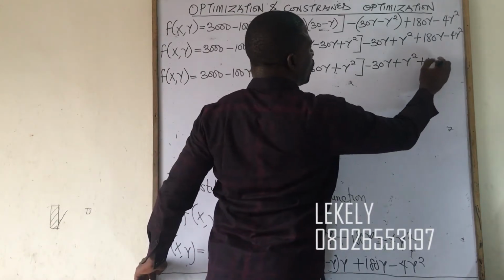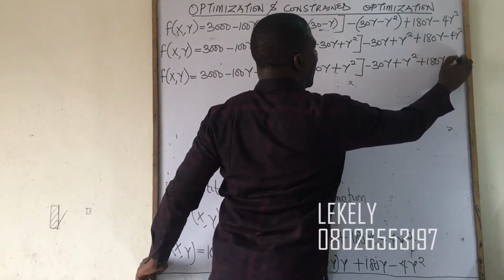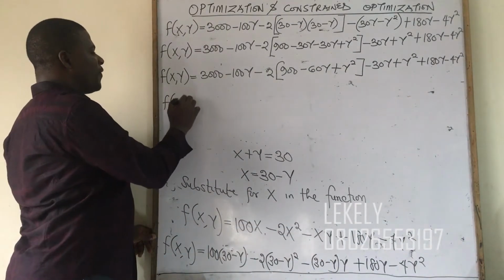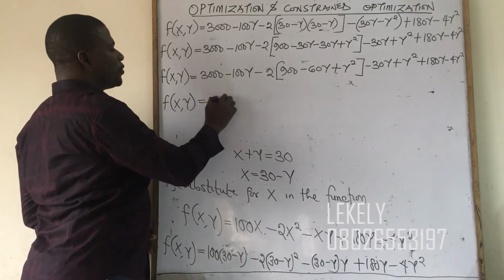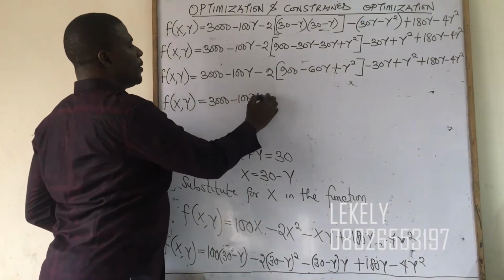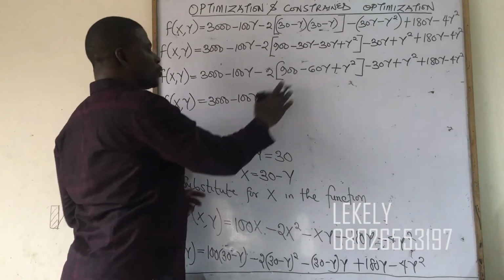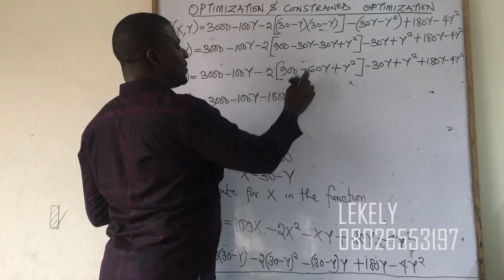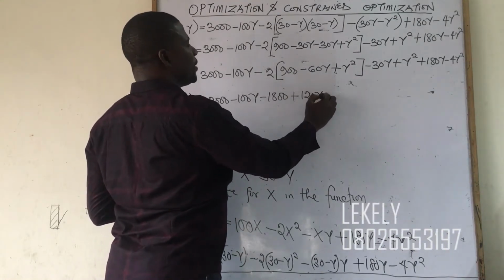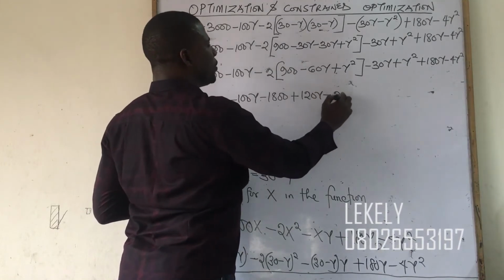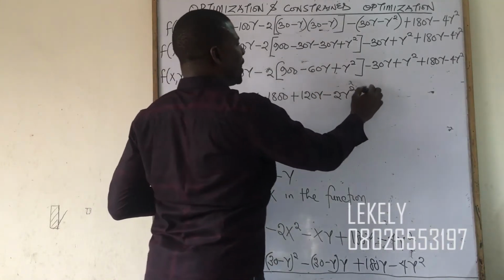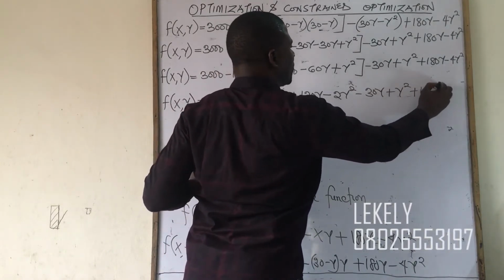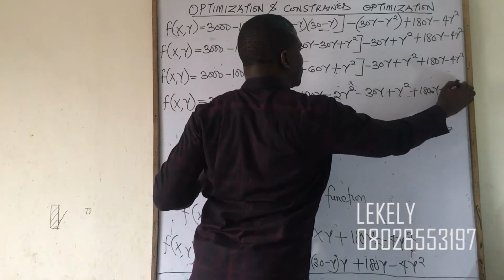Plus y squared. Plus 180y minus 4y squared. Now, from here, our f of xy will be equal to 3000 minus 100y minus 2 into bracket. You can use the 2 to multiply. 2 times 900, 1800. Minus 2 times this one, plus 120y. Then minus 2 times this one, minus 2y squared. Then plus 30y, plus y squared, plus 180y, minus 4y squared.